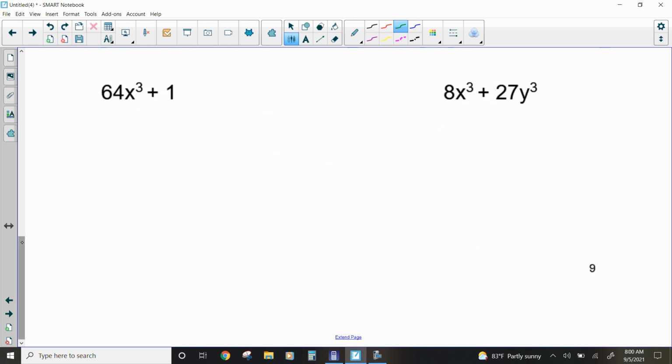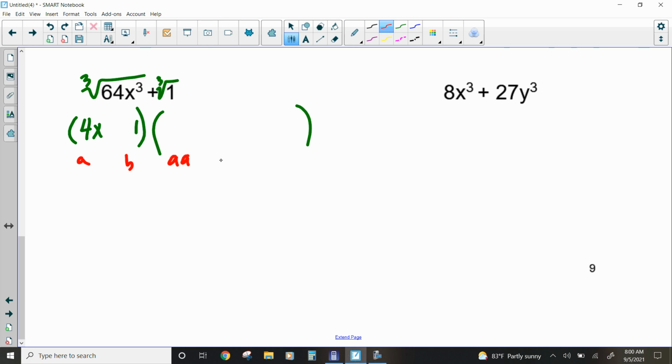Okay, next one, cube root. So cube root of 64 is going to be 4, cube root of x squared is x, and then the cube root of 1 is just 1. So we're going to use that to build our second set of parentheses. Pattern is A and B here, A times A times B, B times B. 4x times 4x is 16x squared. 4x times 1 is 4x. 1 times 1 is 1. Then we use the SOAP acronym. Same as the original, opposite, always positive.